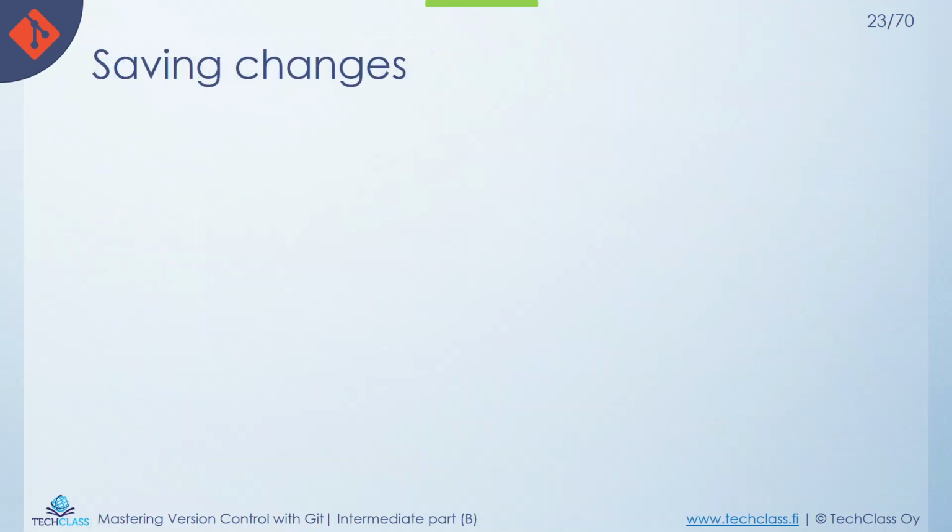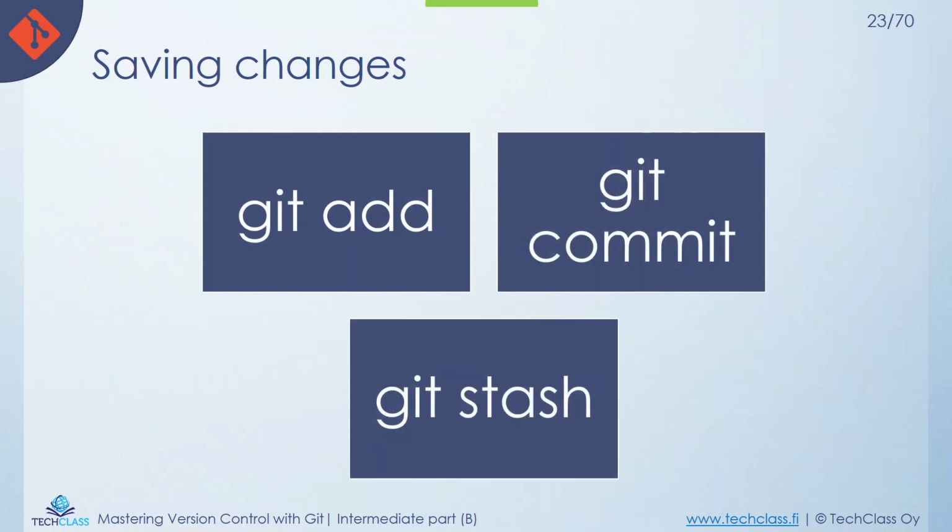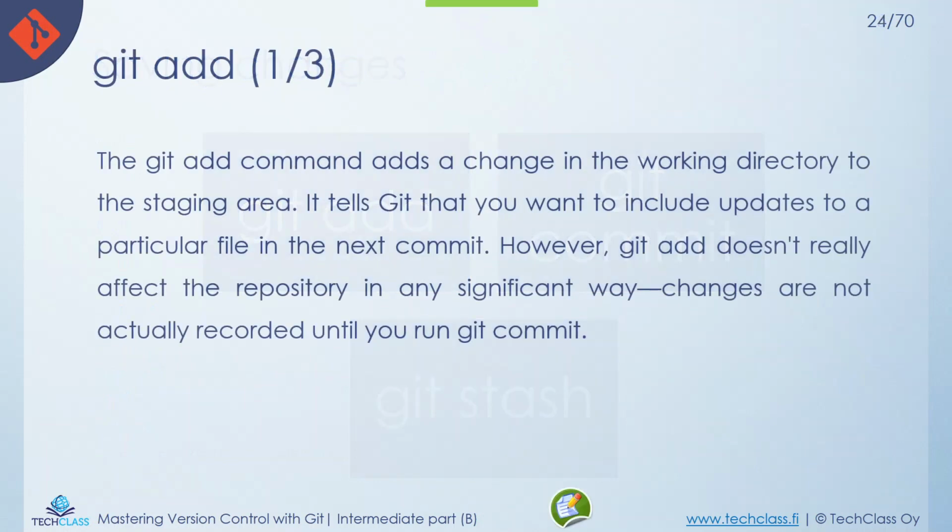The next category of commands is how we can save changes. We have git add, git commit, and git stash. Now let's get familiar with the commands that we can use to save changes.